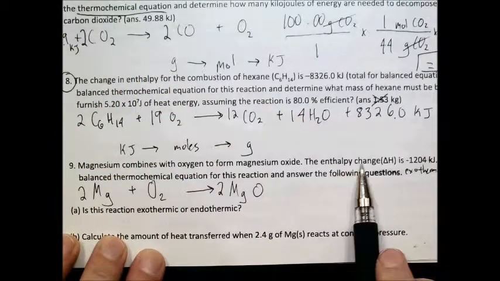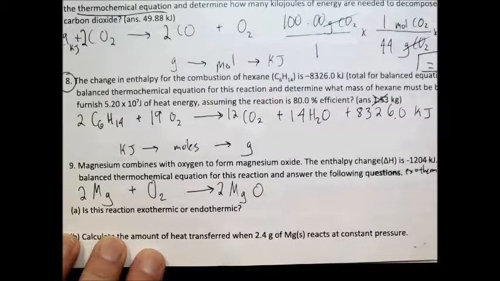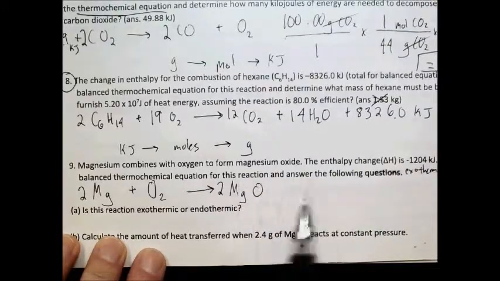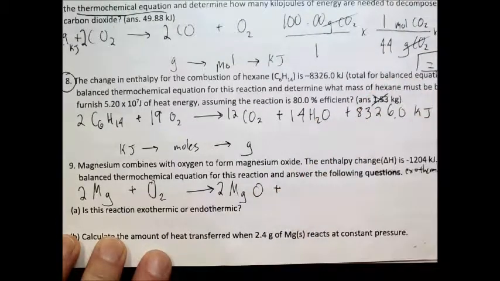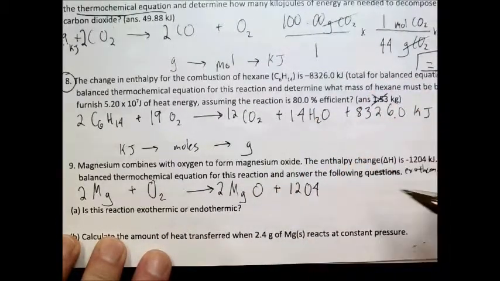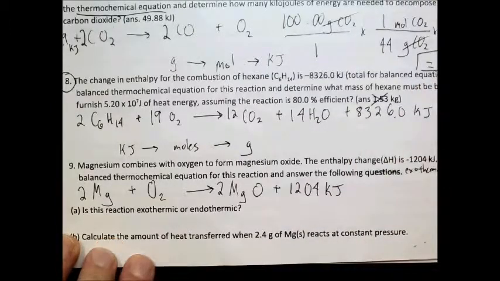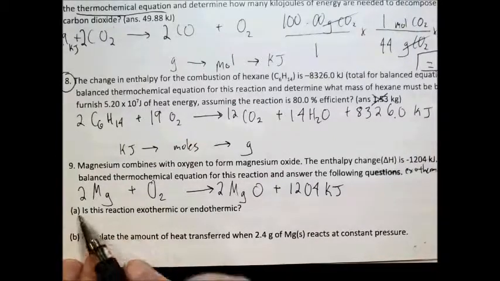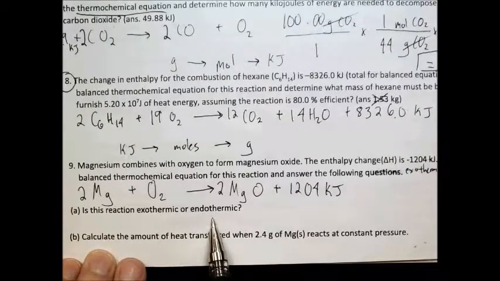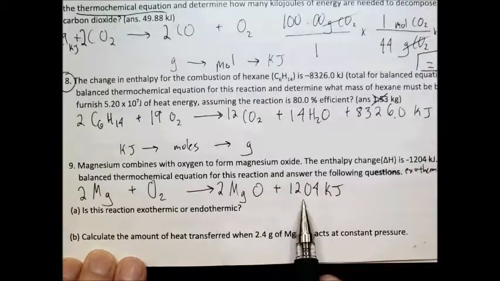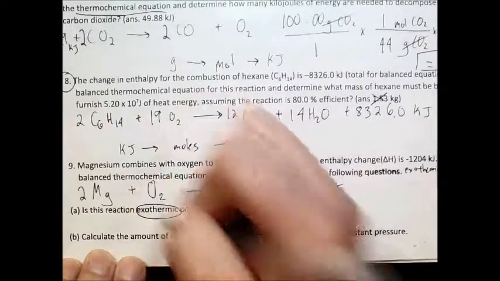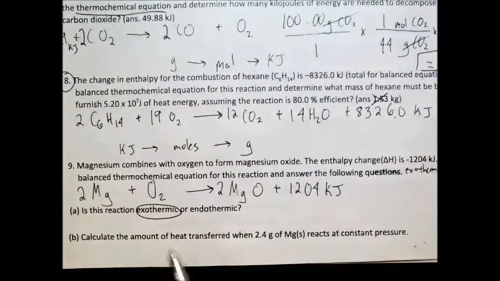One last thing it tells me is that the enthalpy change is as an exothermic reaction. Energy is coming out on the product side, and we have 1,204 kilojoules that come out. So there is my thermochemical equation. A says, is this reaction exothermic or endothermic? Well, the fact that energy is coming out, plus the question had a negative number initially, that tells me that it is exothermic.